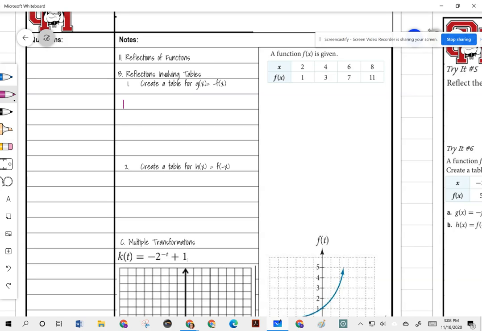So let's make sure that we can practice with this and know that this is going to be a vertical reflection. And also know that it is going to affect the y values by multiplying by -1. So my new table is going to look like this. So my x and then my g of x.